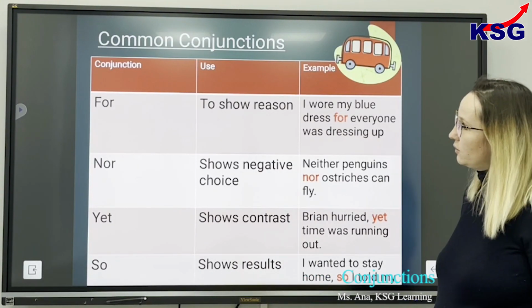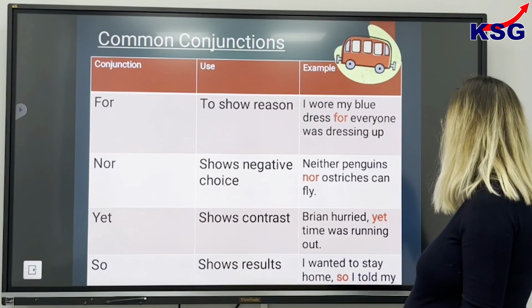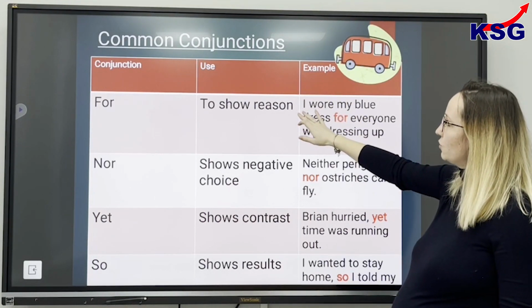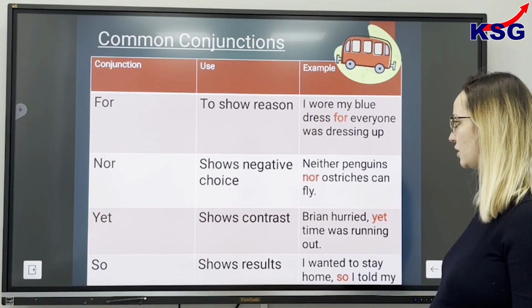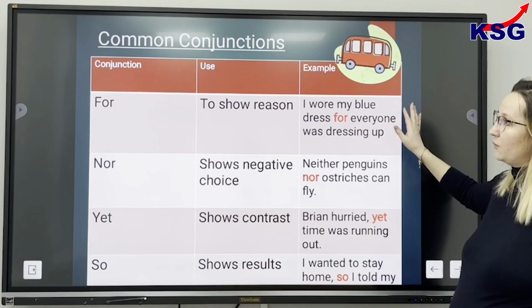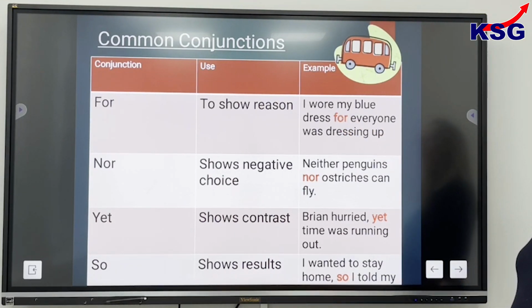You have also for, nor, yet, and so. They are used: for to show reason, nor to show negative choice, yet to show contrast, and so to show results. And as an example for "for", we have: I wear my blue dress for everyone was dressing up.